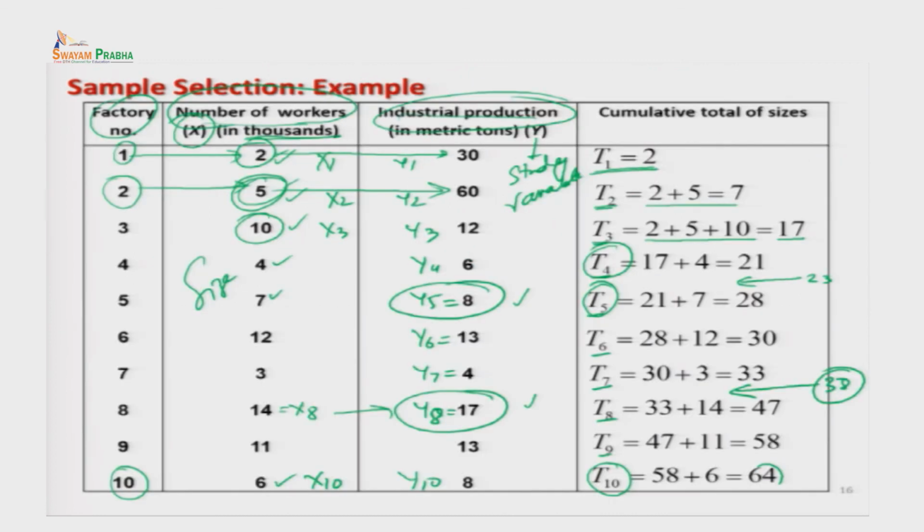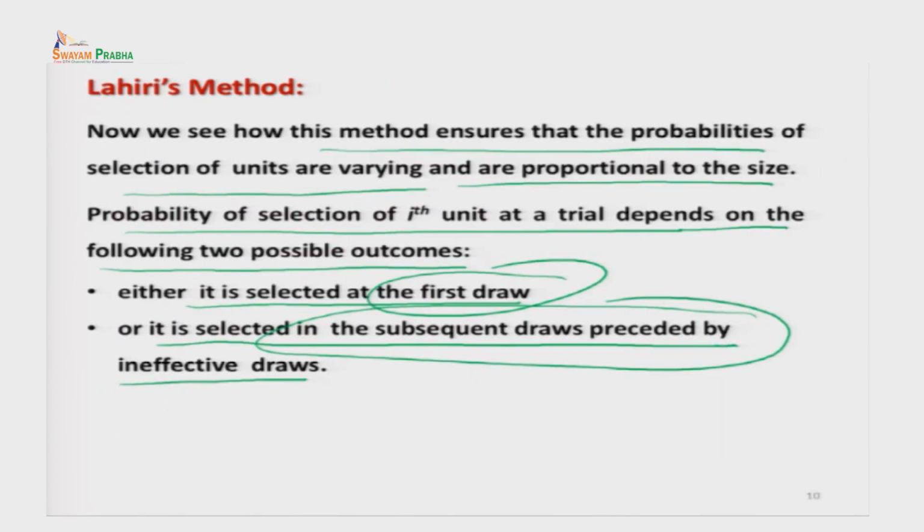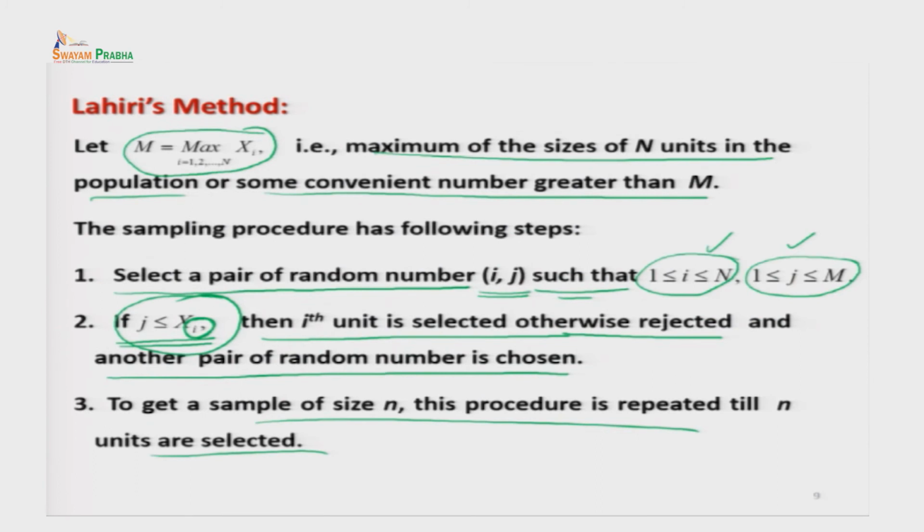You just have a quick look, a quick revision of Lahiri's method, so that you can use it very easily. What was this Lahiri's method? First you have to select a pair of random variables i and j, and they have to be selected in such a way that i lies between 1 and N. Now you can see in this example, capital N is 10.